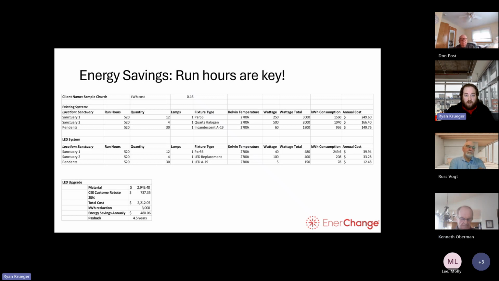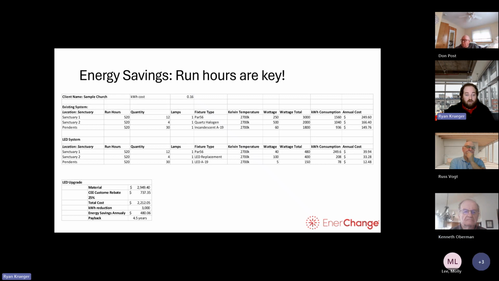The quantity is 12. The lamps per fixture is 1. It's par 56, 2700 Kelvin. Currently using 250 watts. Total watts is 3,000 across the 12, and that total kWh consumption is 1560. You multiply that 1560 by 16 cents, and then you have your annual cost to run those fixtures. So you're looking at, call it $600-700 to run the existing sanctuary.